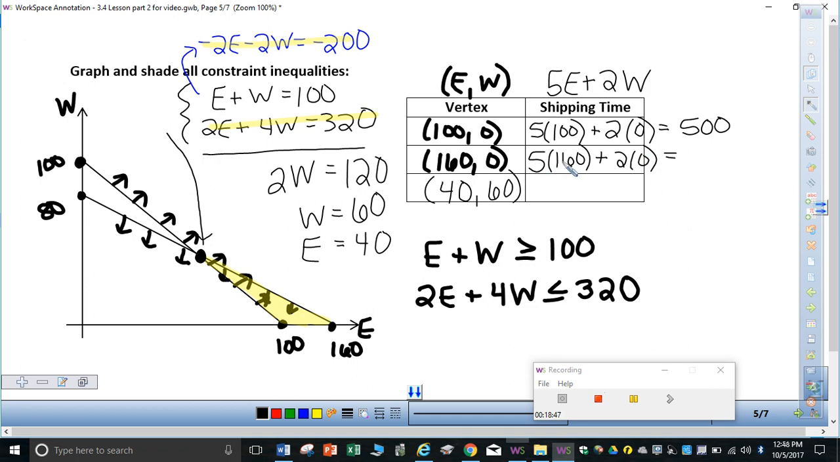So let's think about this. 5 times 100 is 500. 5 times 60 is 300. So altogether, that's 800 shipping days. For the last combination, we have 200 plus 120. So that's going to be our minimum of 320 shipping days.